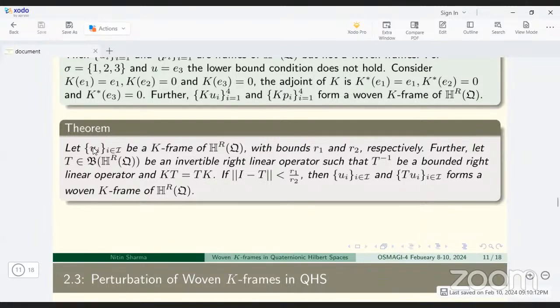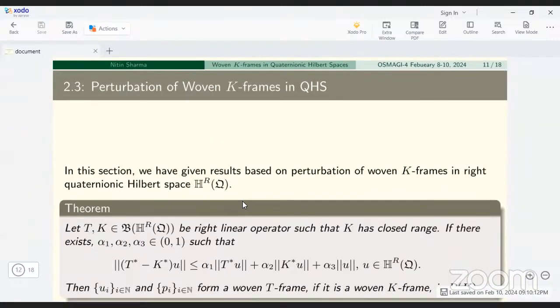So we have taken U_i to be a K-frame with bounds R1 and R2, and we have taken T to be any invertible right linear operator whose inverse is a bounded right linear operator, and this operator T commutes with K. If the norm of I minus T is less than R1 upon R2, then this family U_i and the image of this U_i under T forms a Bowen K-frame.